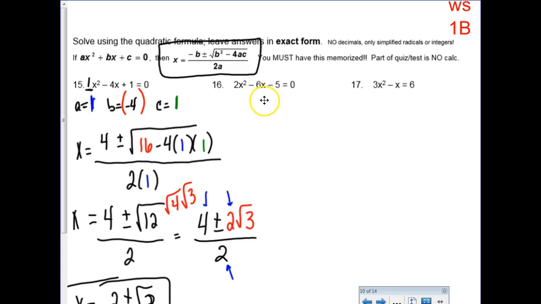All right, 2x squared minus 6x minus 5. At first I was kind of excited because I thought I could divide by a 2. I can't. The 5 messed that up. So we're just ready to go into the quadratic formula. So our a is 2. Our b is negative 6. And our c is negative 5.